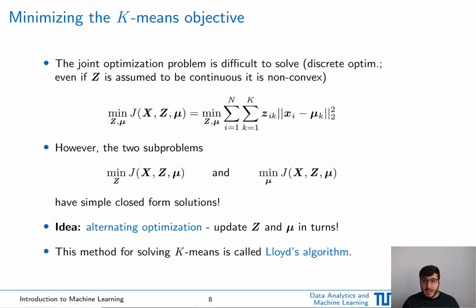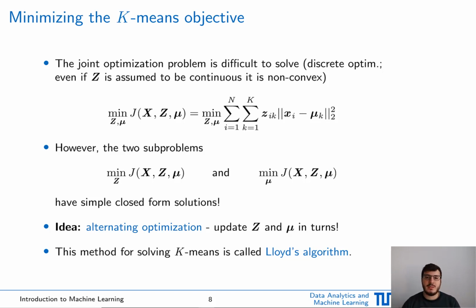However, if we look at the 2 separate problems where we say, now imagine that the centroids are fixed and we're only looking for the cluster indicators, this can be solved very easily. Or the other way around, you say, imagine that the cluster indicators are fixed. What are the best centroids? This can also be solved easily.